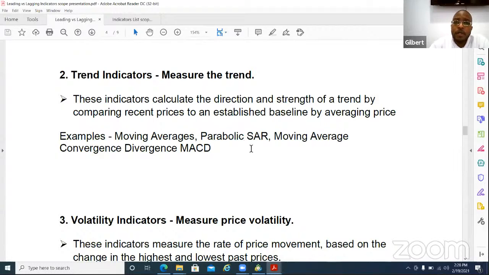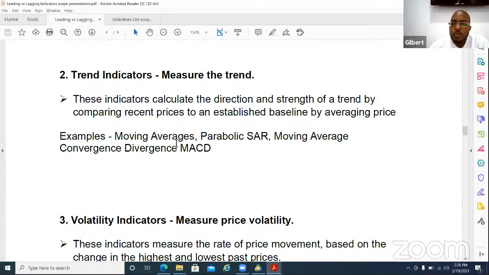So trend indicators calculate the direction and strength of a trend by comparing recent prices to an established baseline by averaging price. This is what I was talking about earlier on, and I gave the example of the moving averages. You have different classes of moving averages: simple moving averages, exponential, smoothed moving average, linear weighted. There are different classifications of these moving averages, and all we use them for is generally to gauge the strength of a trend and also give us the direction of a trend.